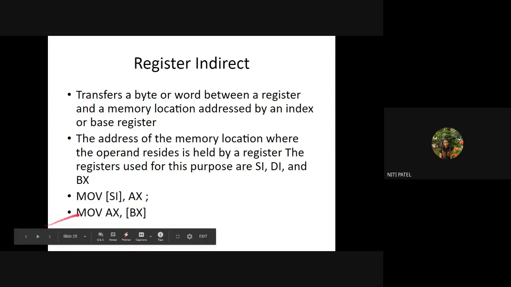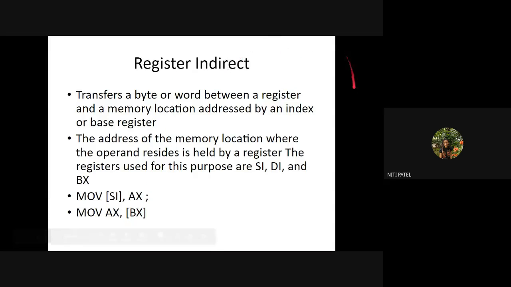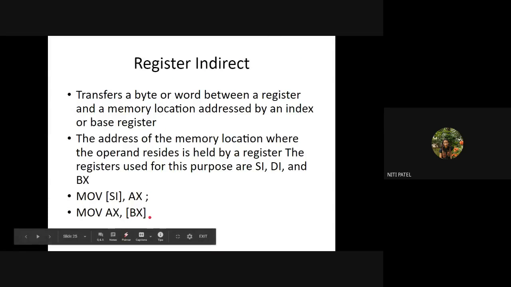Look at the next instruction. MOV AX, BX. Does it have an index register? No. But does it have a base register? Yes. BX is a base register. So if an instruction has a base register, then it is called register indirect addressing mode. How do we read this? Move the contents of BX into AX.